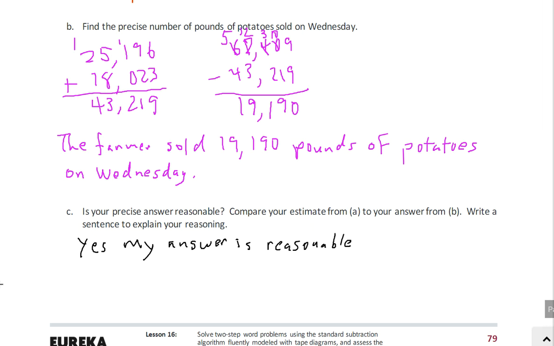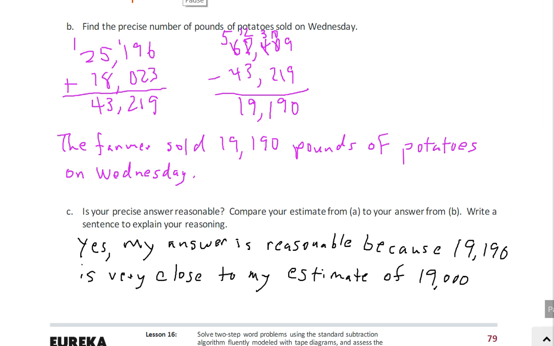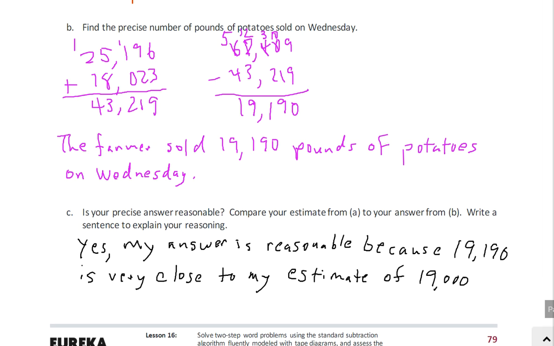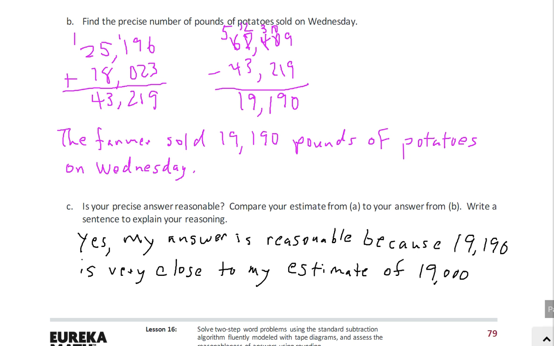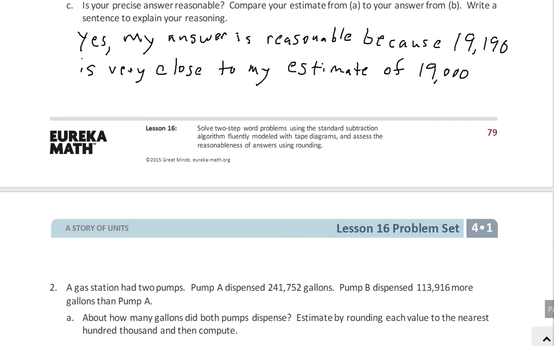And why is it reasonable? Well, my answer is reasonable because it's very close to our estimate. Okay, so we just write down that my answer is reasonable because 19,190 is very close to my estimate of 19,000. So there you go. Onward to number 2. Again, you can always pause the video when you need to.